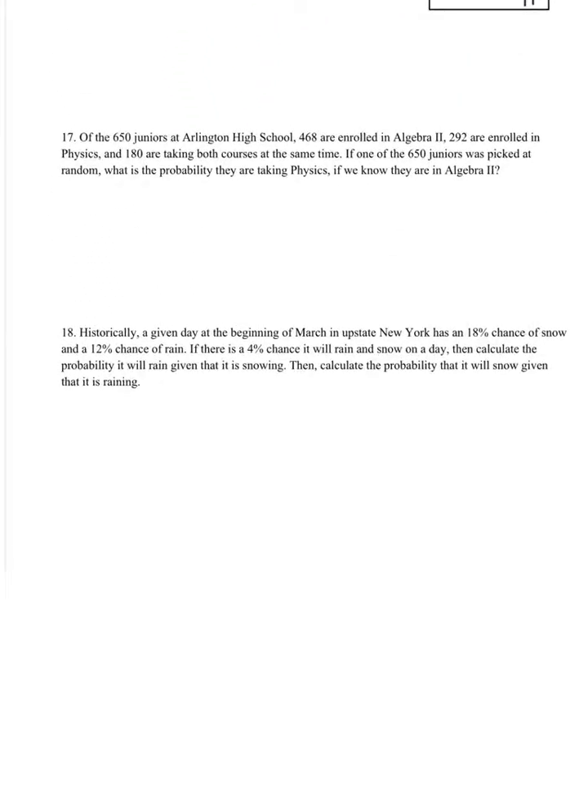Okay, 17. Of the 650 juniors in Arlington High School, 468 are enrolled in A2, 292 are enrolled in physics, and 180 are enrolled in both at the same time. If one of the 650 juniors was picked at random, what is the probability that they are taking physics if we know that they are in Algebra 2? So this is looking for the probability that they're taking physics given that they're taking Algebra 2. So this is a conditional.